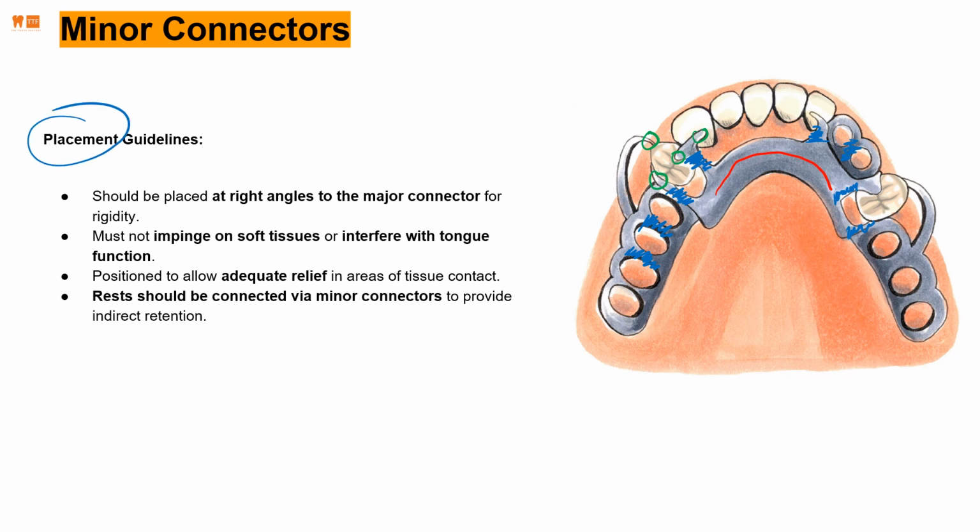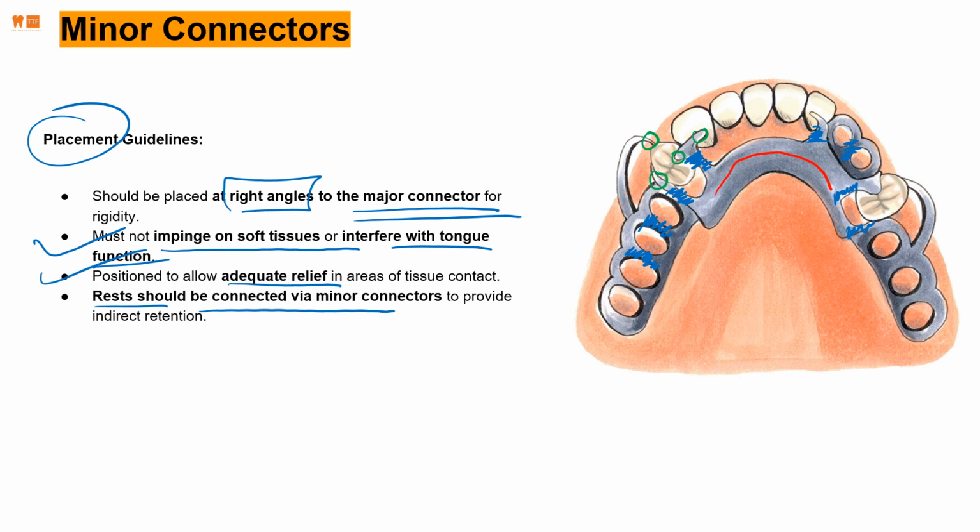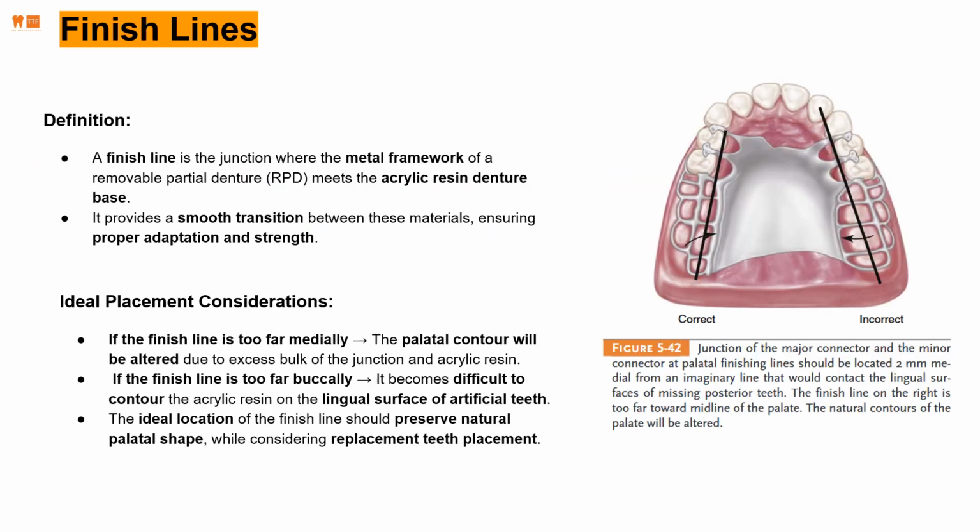Its placement is very important. It must always be placed at right angles to the major connector. It must not impinge on soft tissues as usual. Positioned with adequate relief as usual, and rests should be connected via minor connectors. So essentially, right here, if I erase this, we can tell: major connector, minor connector, 90 degrees. Major connector, minor connector, 90 degrees. Right, that's what we need to make sure.